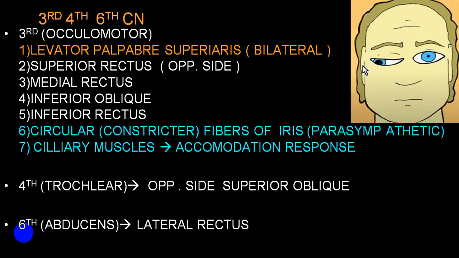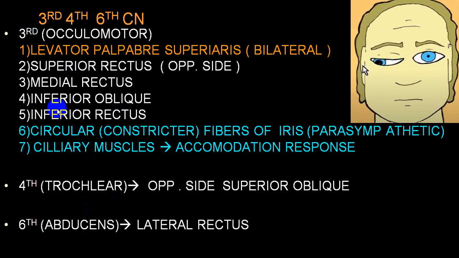Abducens nerve arises from the lower part of the pons and comes out anteriorly. It will pass through the cavernous sinus, pass through the superior orbital fissure, and then it will supply the lateral rectus.